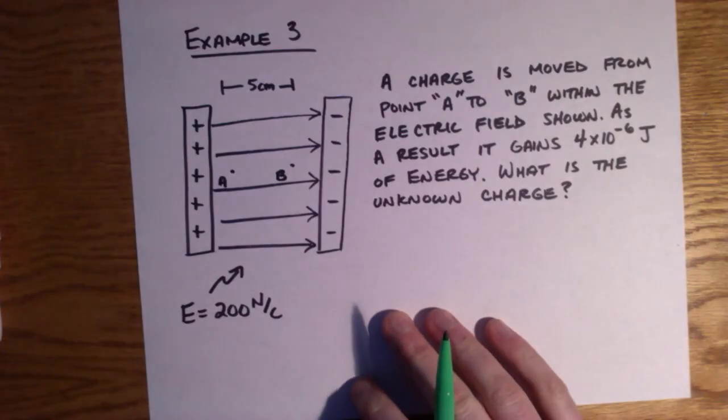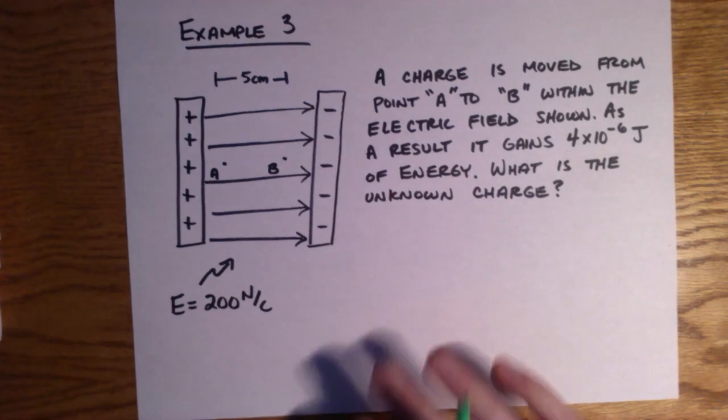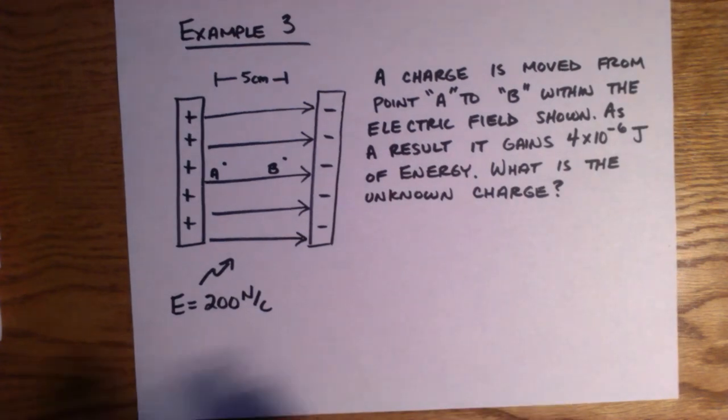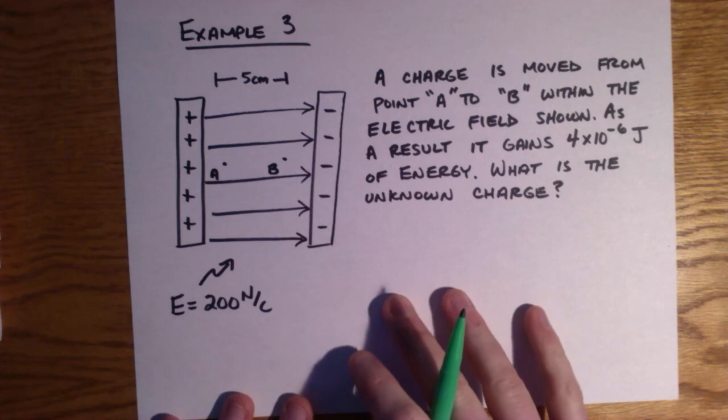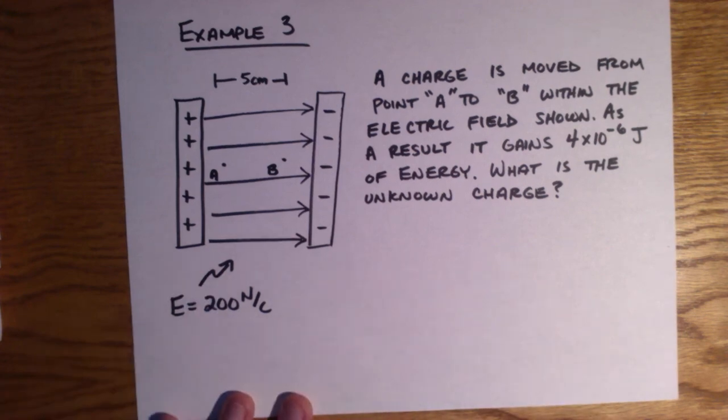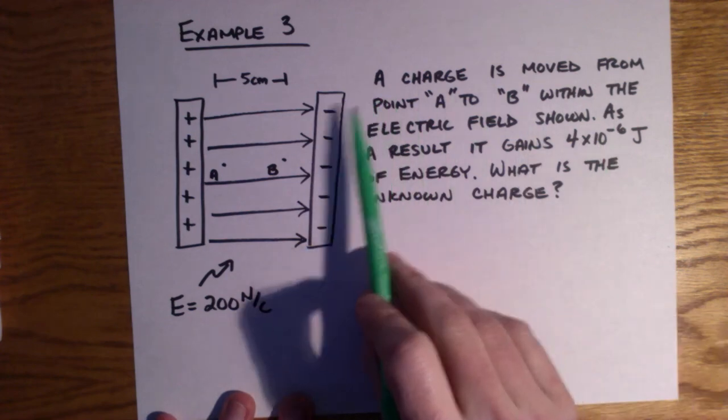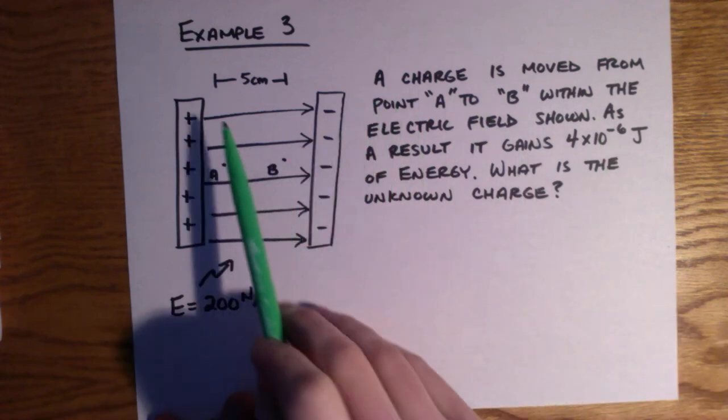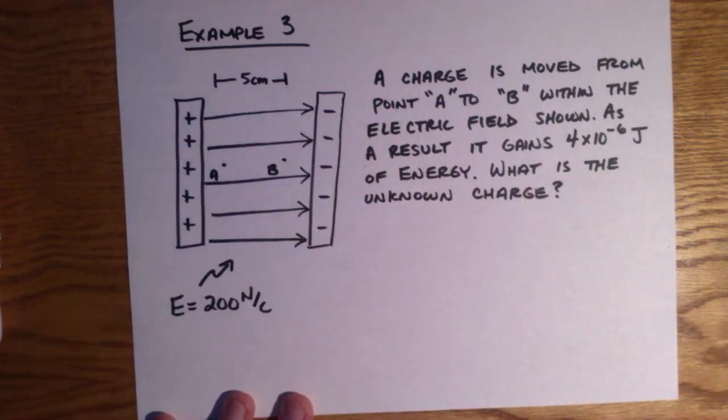I've included this one just to show you that the electric field will not always necessarily be up and down. It could be left to right or right to left. It could be from the south to the north. It could be any one of these examples. So here we're given a similar problem, point A and point B, separated by a distance of 5 centimeters, and the electric field strength is given as 200 newtons per coulomb.